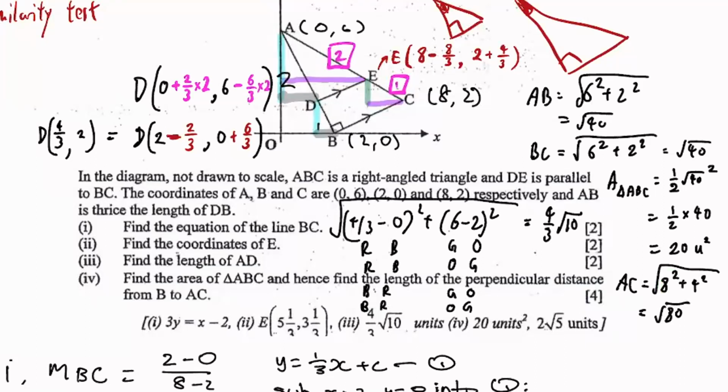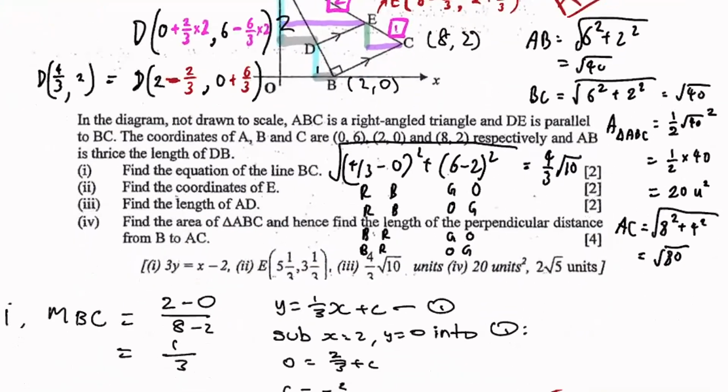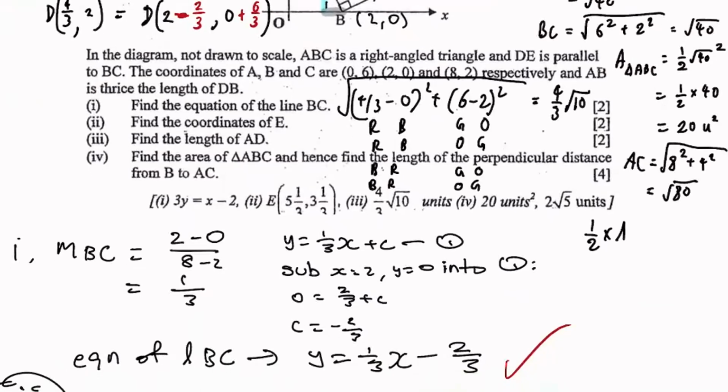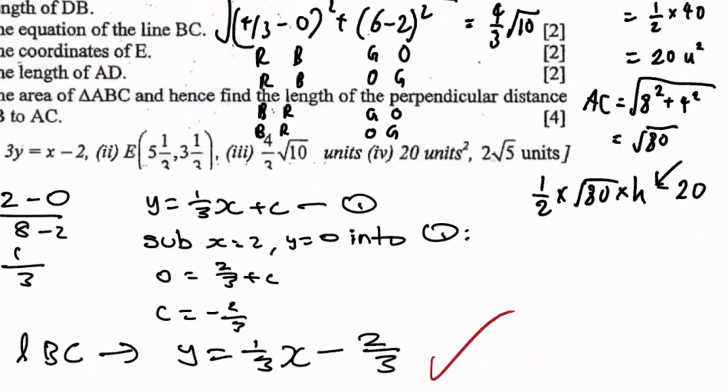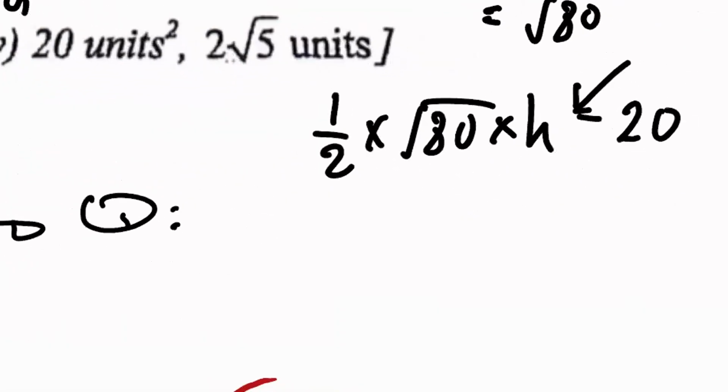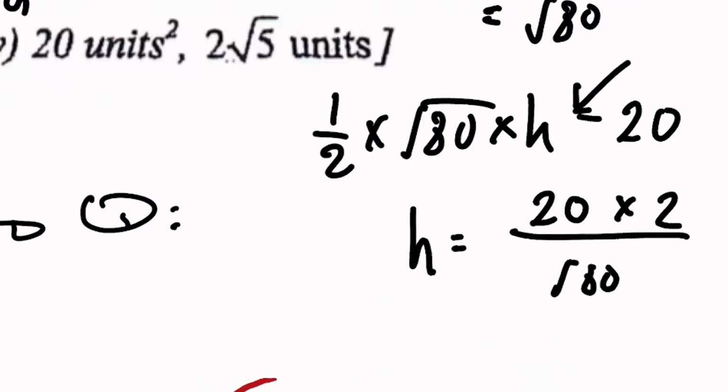Then therefore, your area of the triangle is what? Half times AC, which is square root 80, times height. Let's just call it H. But we already know the area of the triangle is 20. So equate to 20. Is this part okay? Solve for H. Don't need shoelace. So 20, half, bring over, becomes times 2, divide by square root 80.